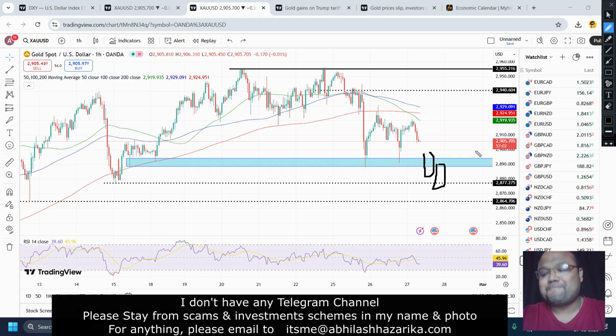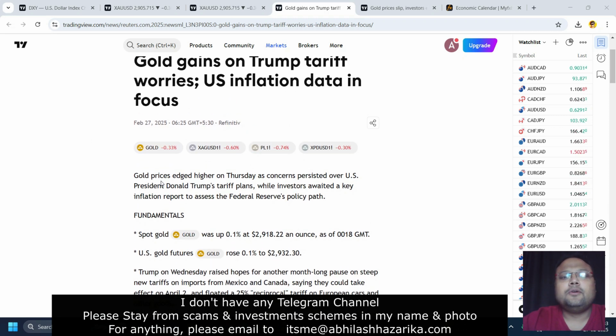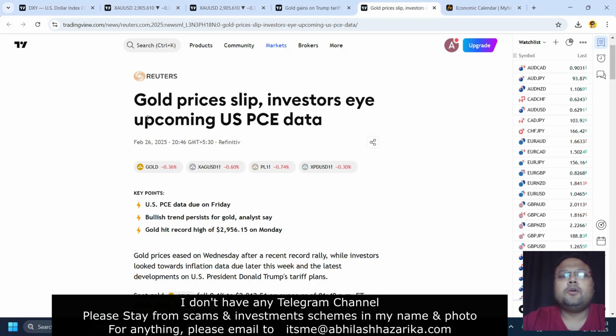Don't make the mistake. And if you look at the market sentiment, we can see gold gains on Trump tariff worries, US inflation data in focus. Gold prices edge higher on Thursday as concerns persisted over US President Donald Trump's tariff plans, while investors awaited a key inflation report to assess the Federal Reserve's policy path. Gold prices slip, investors eye upcoming US PCE data.